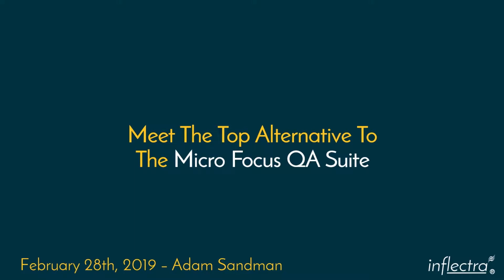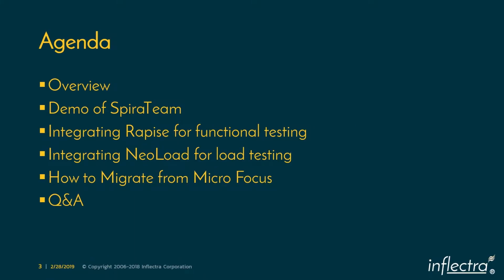I'm going to be introducing the Inflectra alternative to the Micro Focus QA suite. So what we'll be doing first of all is an overview of the Inflectra platform and how it compares to Micro Focus. Then we'll go into a live demo of the SpiraTeam ALM product. Then we'll be showing you how you can go one step further and integrate Rapise for functional testing and then NeoLoad for load testing. And then lastly, we want to show you how you can migrate easily from Micro Focus ALM and other tools into SpiraTeam.